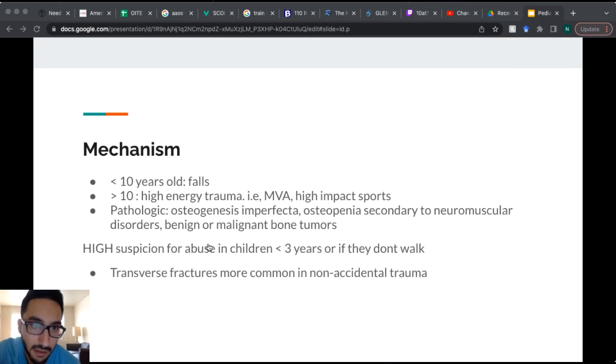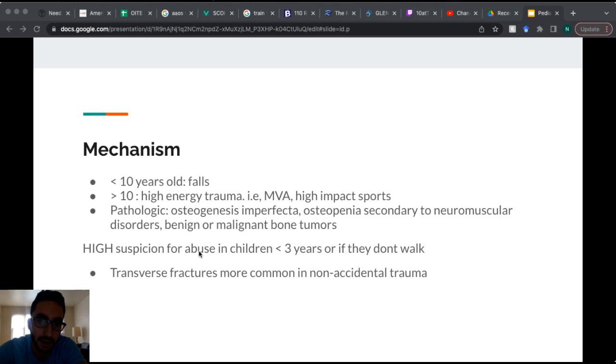In terms of mechanisms for peds femoral shaft fractures, less than 10 years old, the most common mechanism is going to be from a fall. Greater than 10 years old, the mechanism is usually due to trauma, like an MVA or high-impact sports. Also want to consider pathological causes of these fractures, like OI, osteopenia secondary to some neuromuscular disease, or tumors, of course, but not malignant.